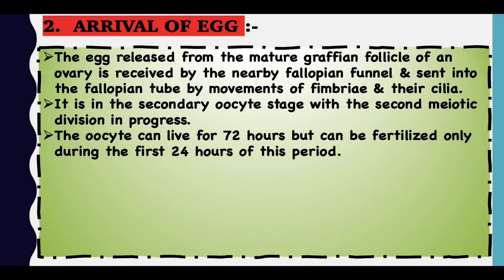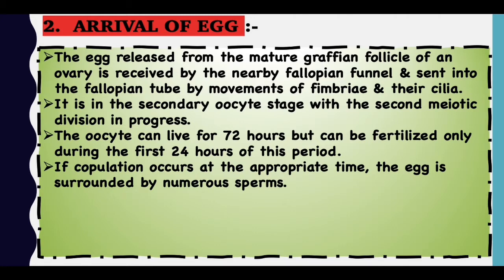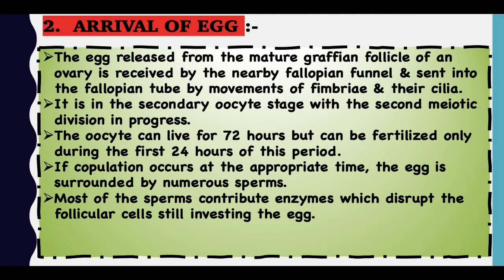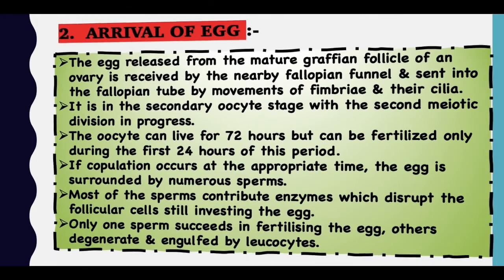The oocyte can live for 72 hours but can be fertilized only during the first 24 hours of this period. If copulation occurs at the appropriate time, the egg is surrounded by numerous sperms, and most of the sperms contribute enzymes which disrupt the follicular cells still investing the egg. Only one sperm succeeds in fertilizing the egg; the others degenerate and are engulfed by leukocytes.